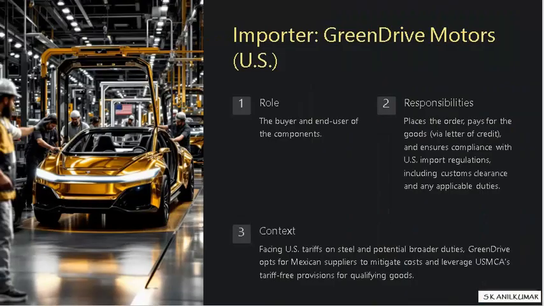Now let us look at the context of the importer. The importer is GreenDrive Motors. They are in the US. They are the buyer and end user of the components because they manufacture electric vehicles. They place an order and pay for the goods through a letter of credit, and they are expecting the letter of credit to help them comply with US import regulation regarding customs clearance and other applicable duties. The context is that there are US tariffs on Chinese imports, so they are getting it from Mexico to take advantage of the US-Mexico-Canada agreement.